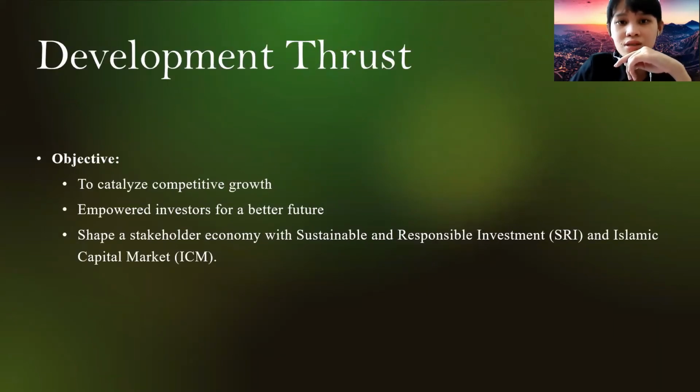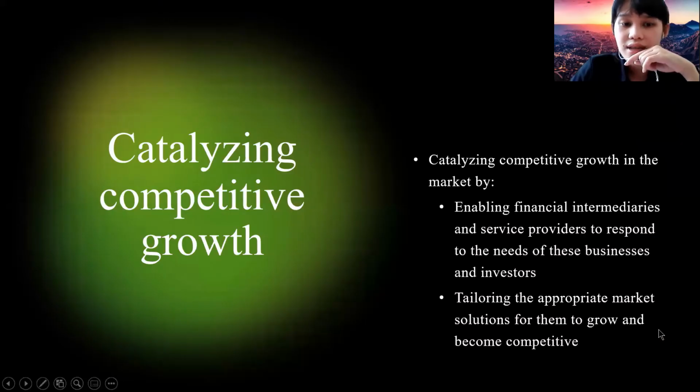Under Development Trust, we have three objectives, which are to catalyze competitive growth, to empower investors for a better future, as well as to shape a stakeholder economy with sustainable and responsible investment, SRI, and Islamic capital market, ICM. To catalyze competitive growth, the SC must enable financial intermediaries and service providers to respond to the needs of these businesses and investors, as well as tailor the appropriate market solutions for them to grow and become competitive.